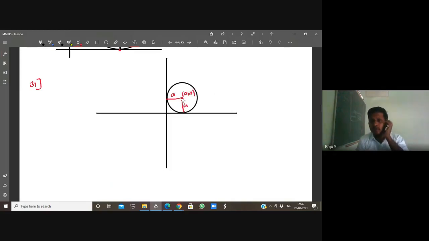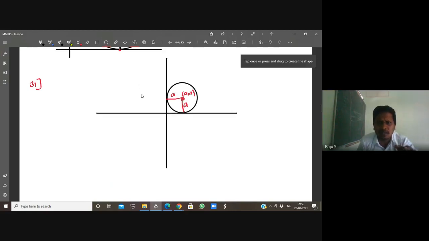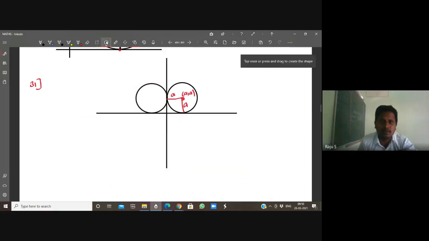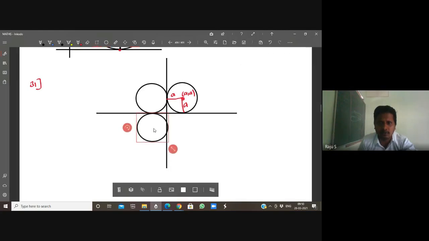So, when the circle touches both the axes, the x coordinate and y coordinate of the center become the same, and that also gives the radius. Radius is a, center also a comma a. Like that, how many circles are there which are touching both the axes? Yes, 4. There exist 4 circles touching both the axes.